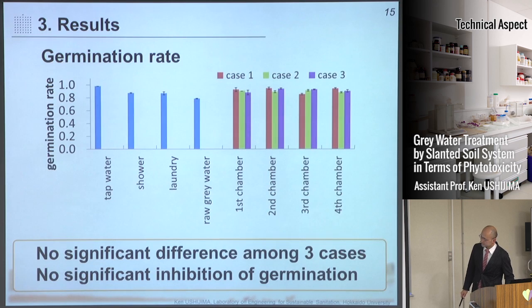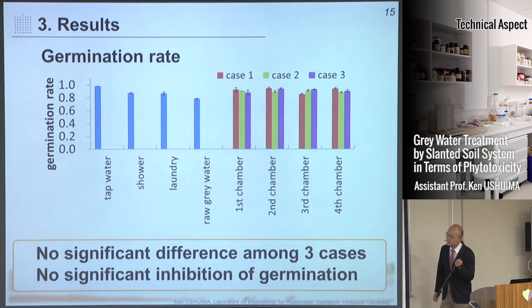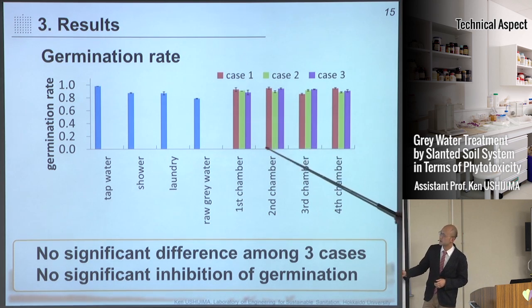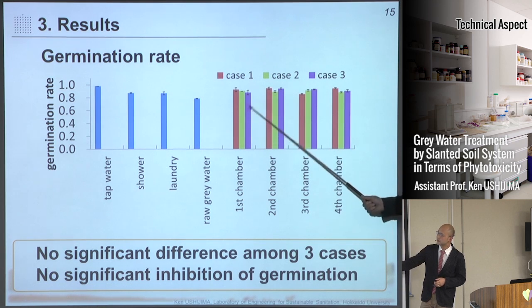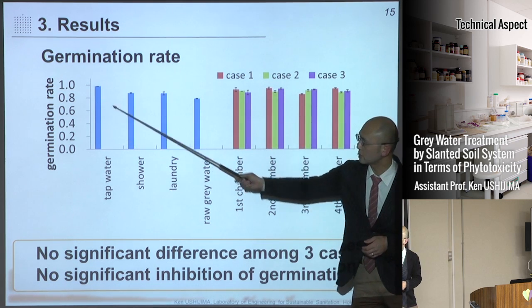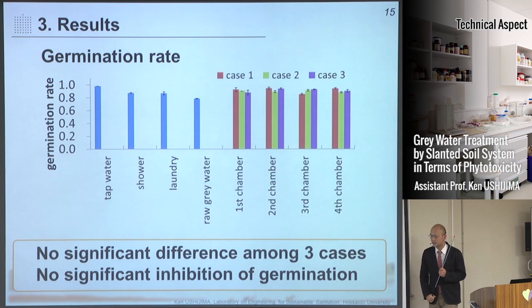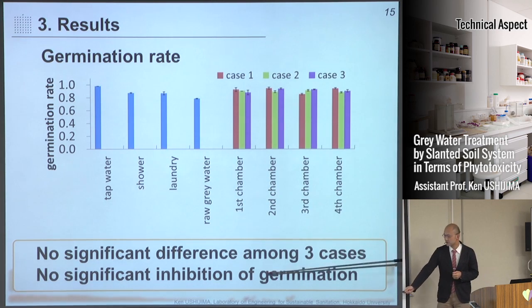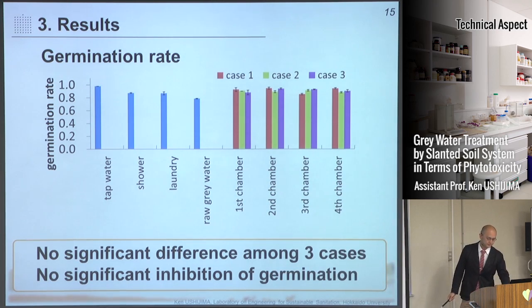Okay, results. First, the germination test. We observed no significant difference among the 3 cases. And also, we observed no significant difference between the treated water, low-grade water and control. It means that there is no significant inhibition of the germination in this case.